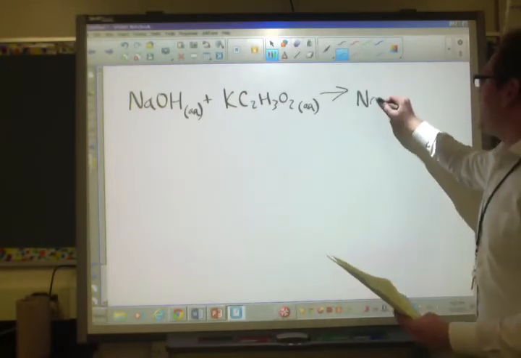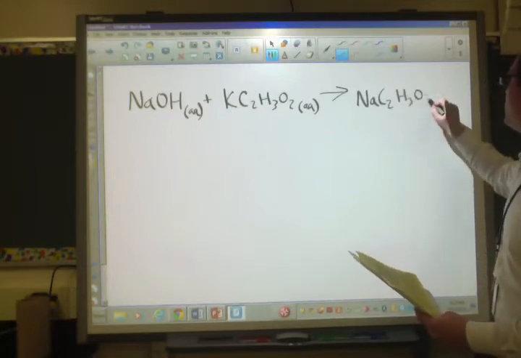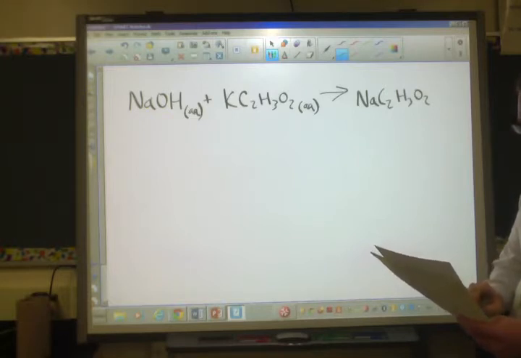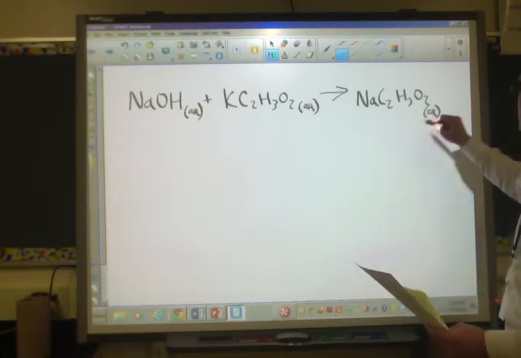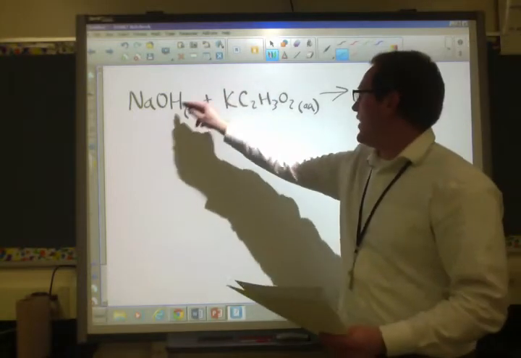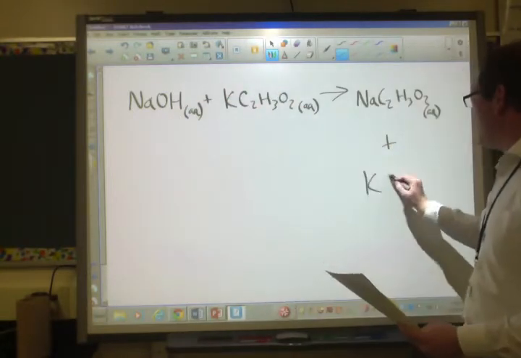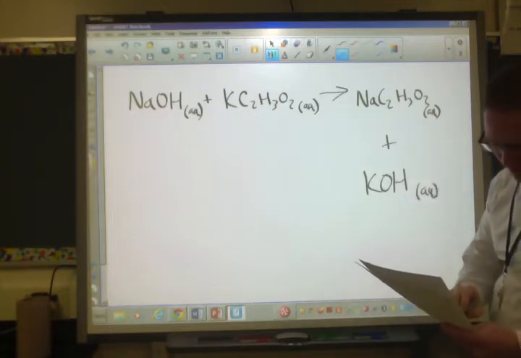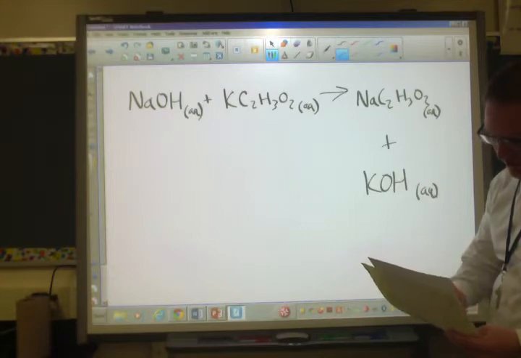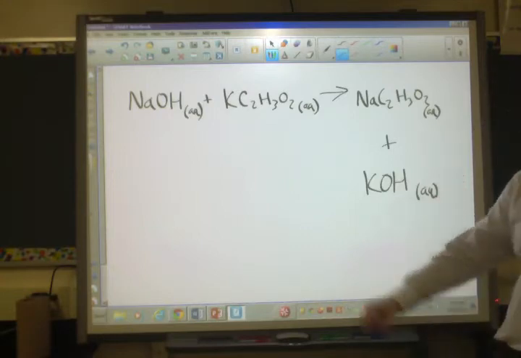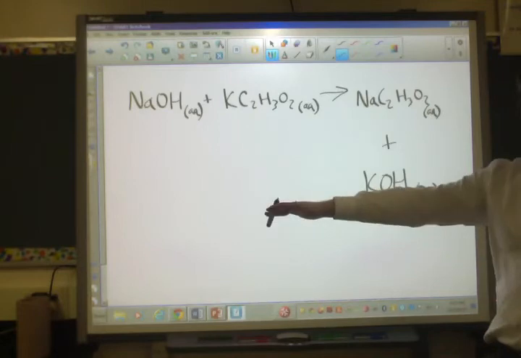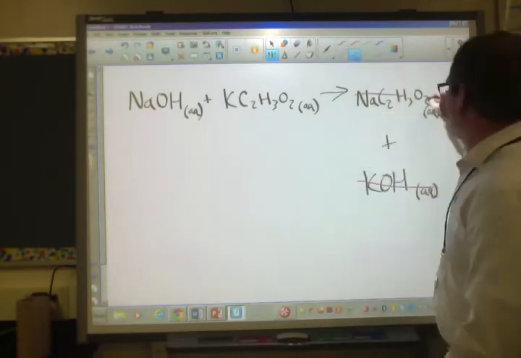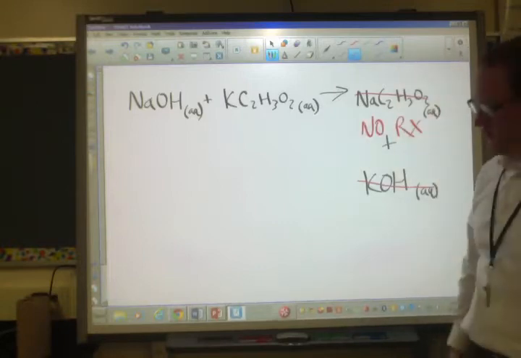So it's going to be NaC2H3O2. Let me check that one. Sodium acetate, aqueous, plus OH is going to mix with my K, so KOH, which I am 99% sure is also aqueous. Let me double check. Potassium hydroxide, aqueous. So I have aqueous, aqueous, aqueous, aqueous. No reaction, because nothing's going to form. It's just going to keep floating around. No reaction.